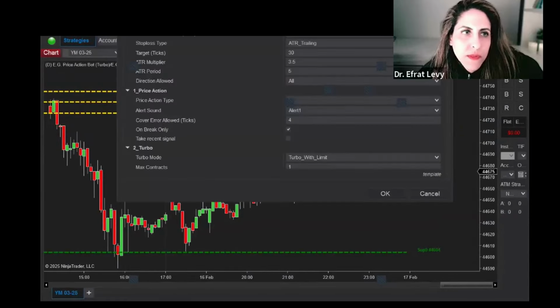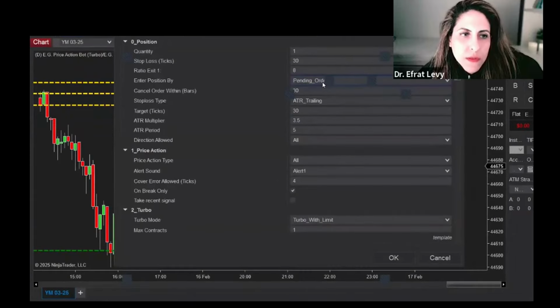We have here the price action bot, which places pending orders on our levels. It trades the stop loss using the EG trailing stop with a stop loss of 30 ticks. One contract and nothing.